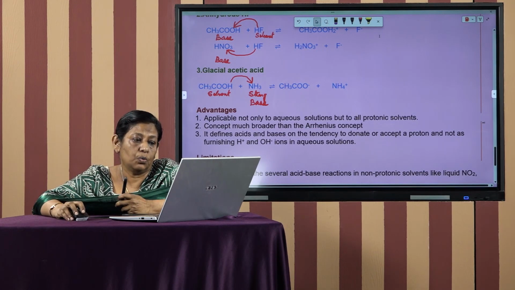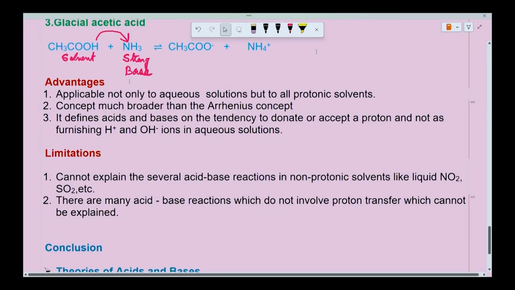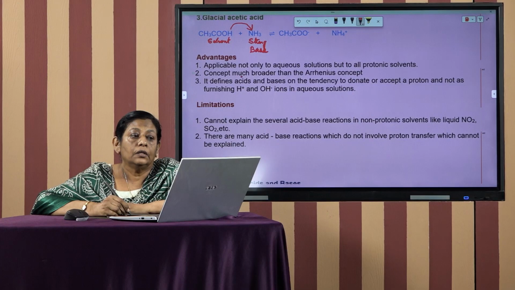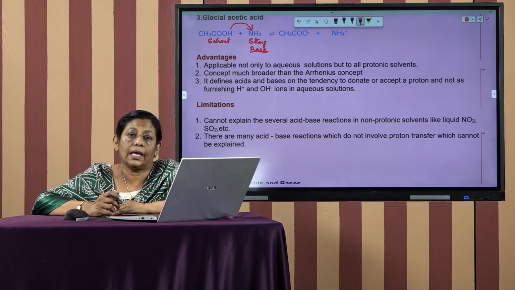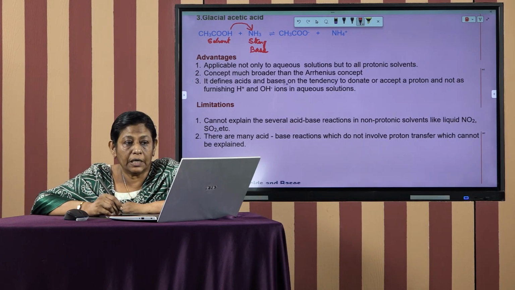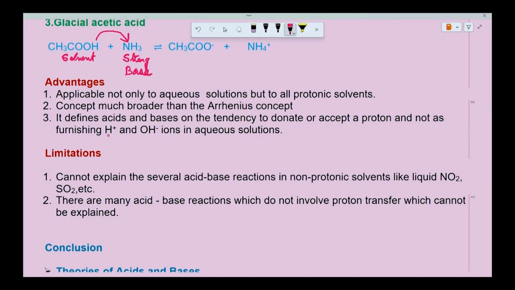Now, let us see what the advantages are. It is applicable not only to aqueous solutions, but to all protonic solvents. So, in this case you can take aqueous solutions and also any protonic solvents. The concept is broader than the Arrhenius concept because you can include more substances as acids and bases. It defines acids and bases on the tendency to donate or accept a proton, not as furnishing H plus ions or OH minus ions in aqueous solutions, that is according to the Arrhenius theory.